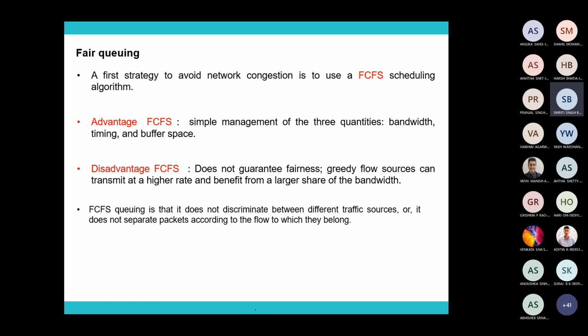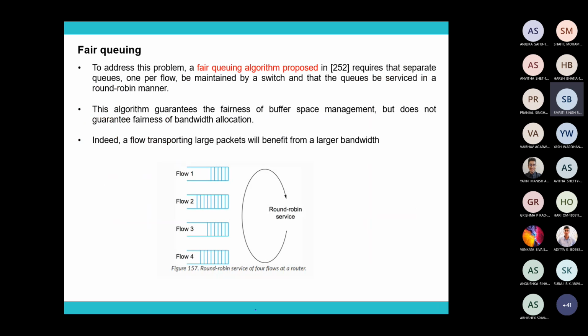So first come first serve is something like this. There will be one queue, right? There may be different classes of applications, but all will be treated equally, right? Then the other solution will be something like this.